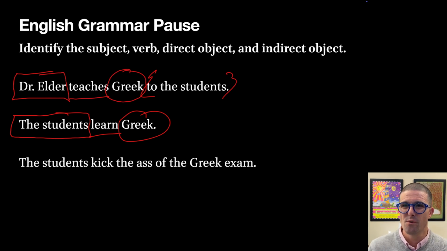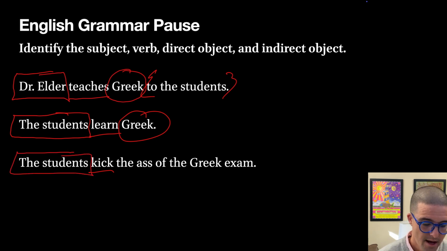Okay, let's do one more, probably the best one here, and what you will in fact do in the future. The students kick the ass of the Greek exam. Go ahead and pause and find the different elements of this sentence. All right, so starting with our verb, the action is kick. The ones doing that, the subject of the sentence, the students, what they are kicking, what is most directly affected, is the ass. And then of the Greek exam is not actually the indirect object.